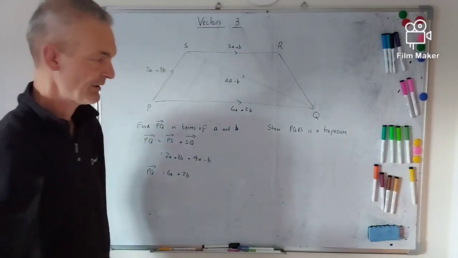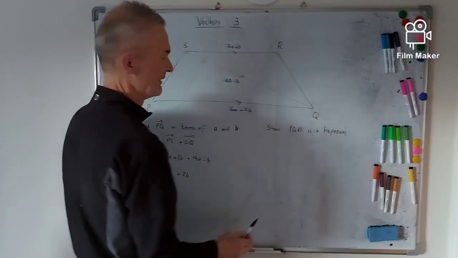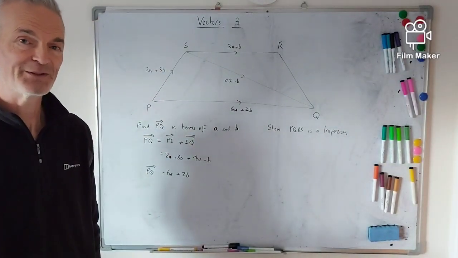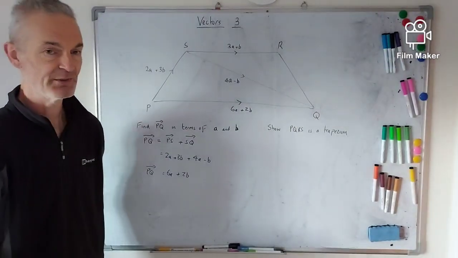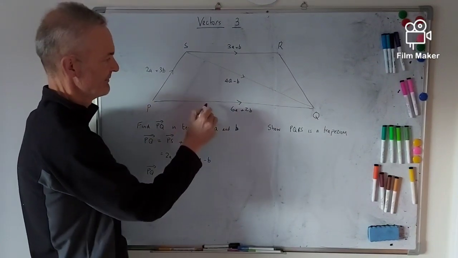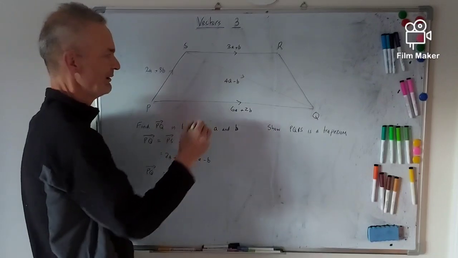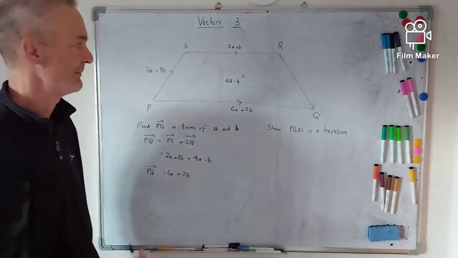The next part of the question says, show that PQRS is a trapezium. Well, it looks like a trapezium, but that's not going to be good enough to prove it, because the diagram could not be drawn to scale. This line could be sloping down a little bit or up a little bit. You can't just say it's a trapezium because it looks like one.